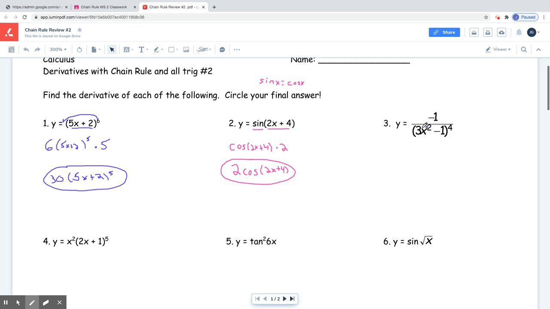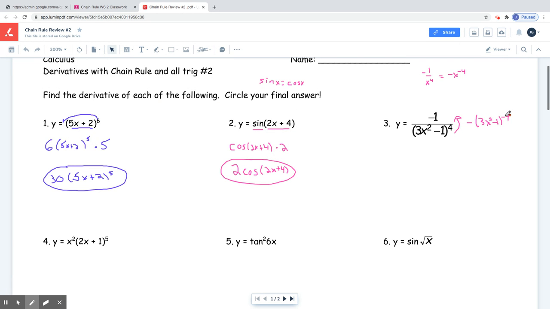All right, number 3, we have a quantity raised to a power. It is a fraction. However, there's no x on top here, so this isn't the quotient rule. What we have to do is just like if we had negative 1 over x to the 4th previously, we had to rewrite that as negative x to the negative 4th before we did the power rule. So we're going to move this to the top and get negative the quantity 3x squared minus 1 to the negative 4th. Now we're going to do something very similar to number 1.